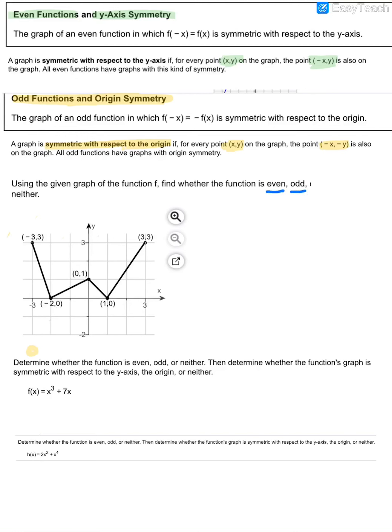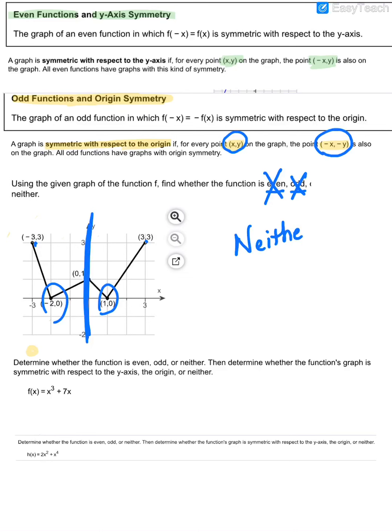Once again, for even, I'm looking if there is y-axis symmetry. So if I were to fold on this blue line, are the points mirror images? We said this was the issue where they weren't. So we say it is not even. For odd, look specifically at the points and make sure for every ordered pair that you also have the negative of those values. In that case, we do not. And so overall, I would have to determine that this particular graph is neither even nor odd.